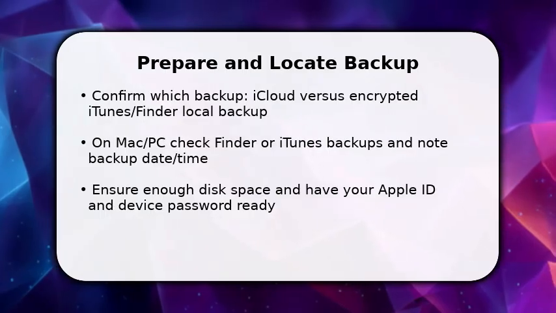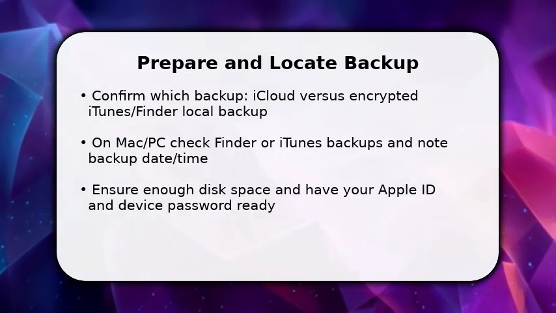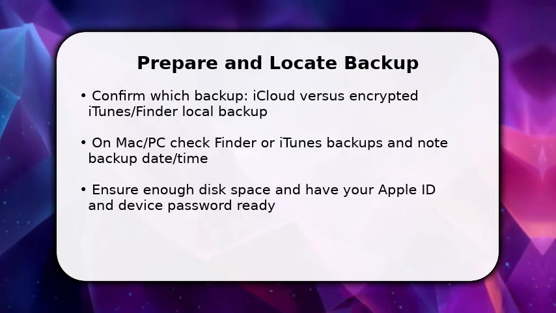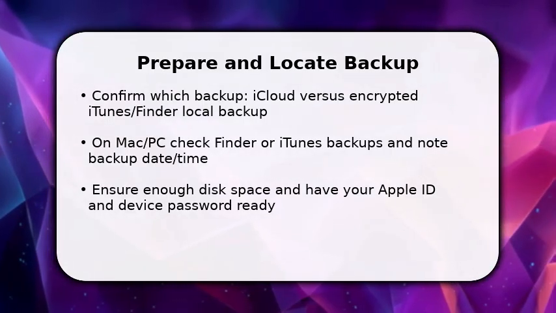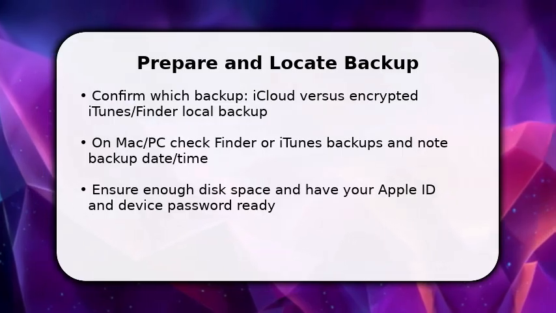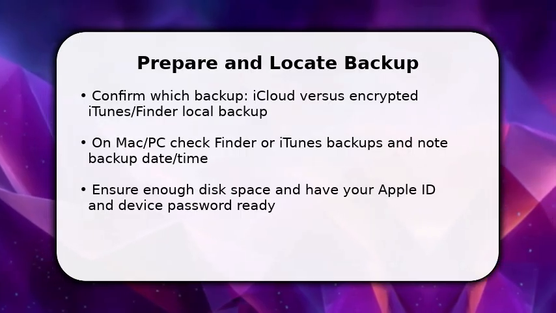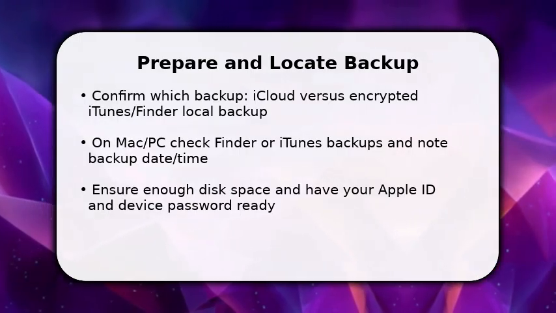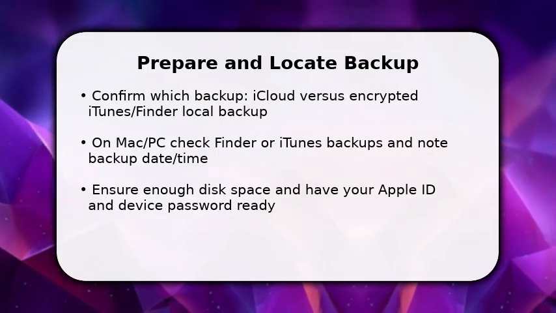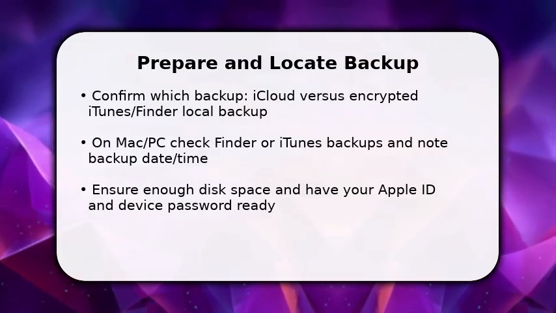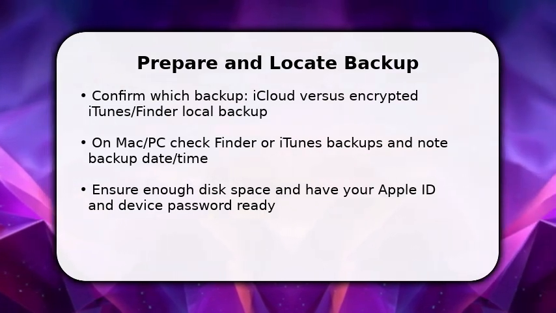You start by confirming which backup contains your photos and why that matters. iCloud stores media differently than a local encrypted iTunes/Finder backup. On a Mac or PC, open Finder or iTunes, locate the backup list, and note the date and size so you extract the correct archive. Make sure you have the Apple ID credentials and the device passcode or encryption password if the backup is protected. Once done, free up disk space and prepare a folder to save recovered photos for a clean workflow.